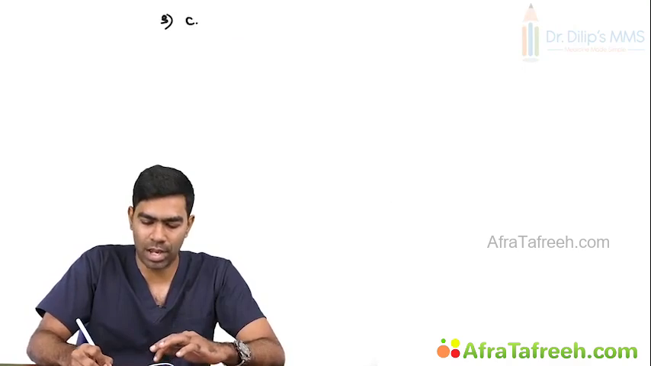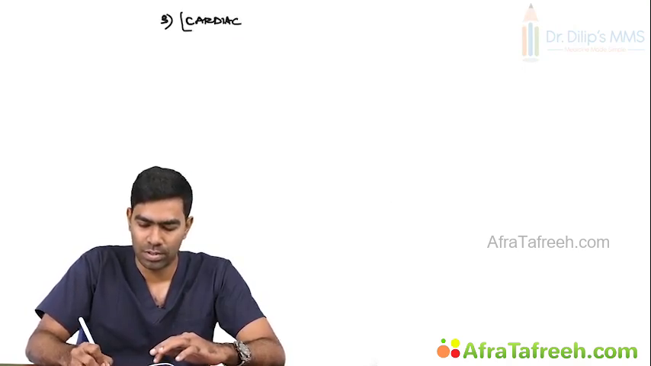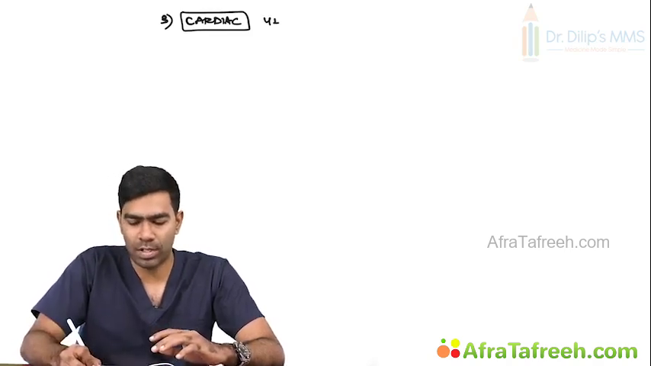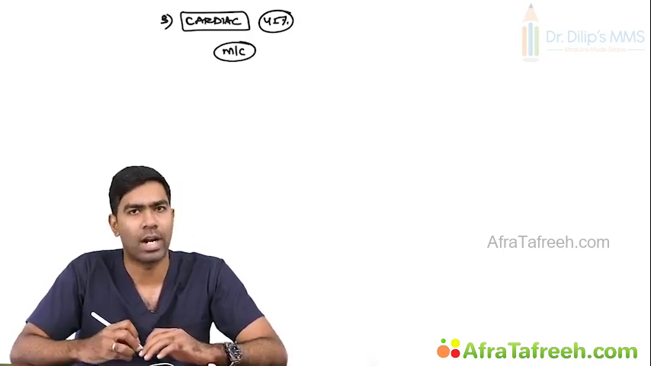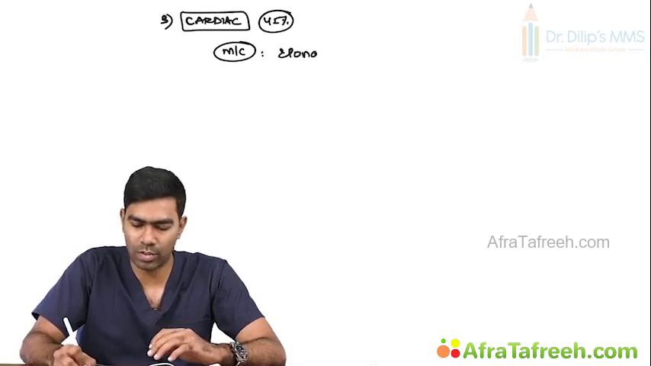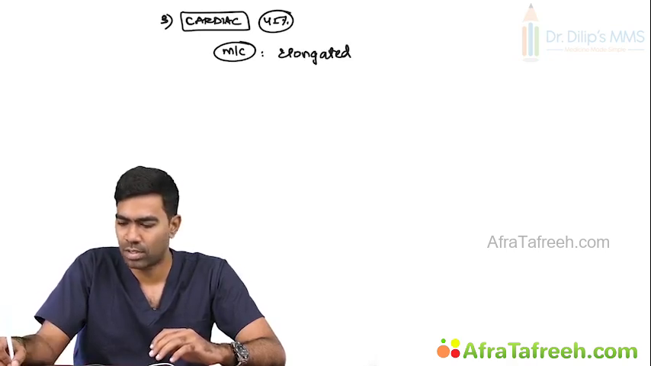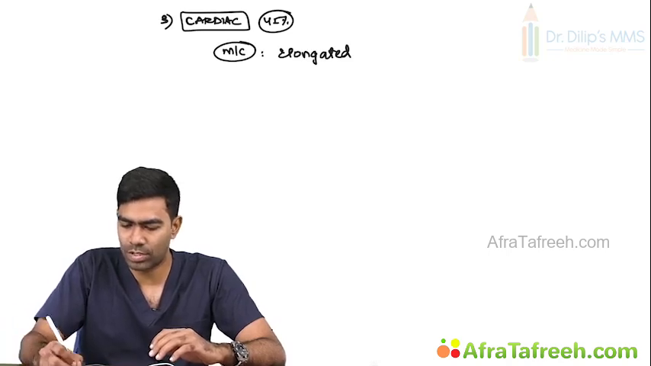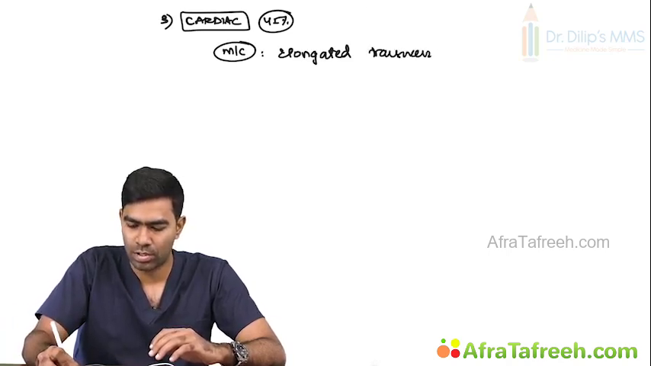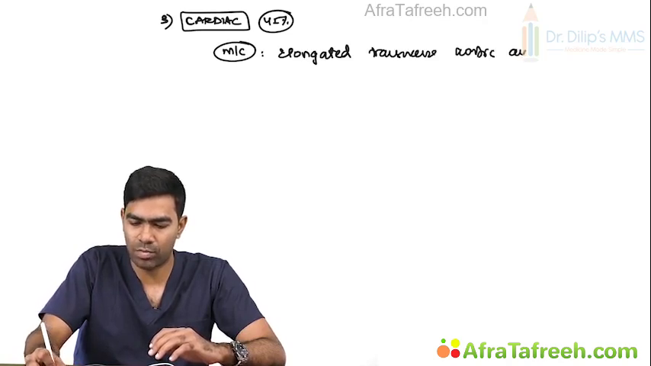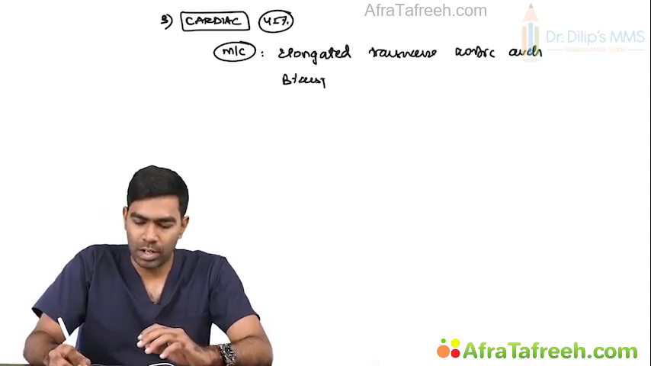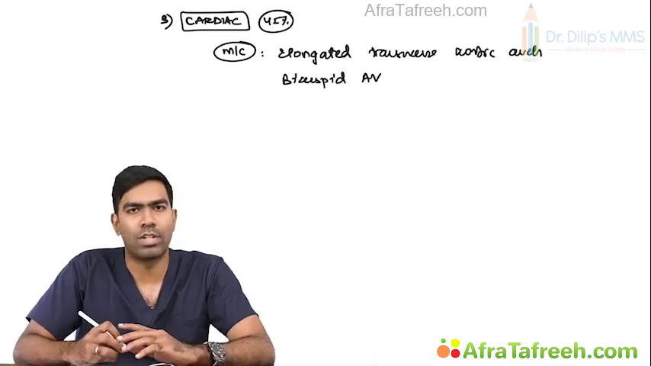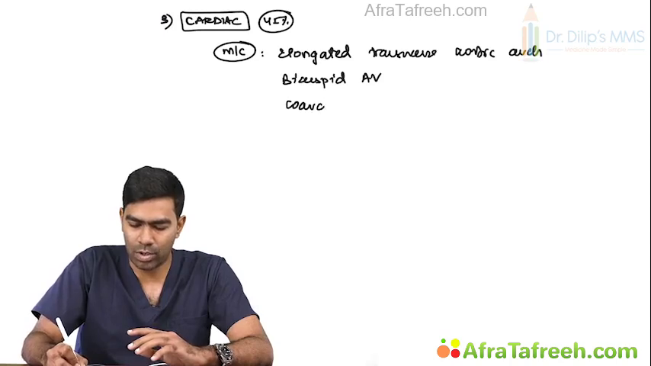And number 3, the ever important cardiac issues with Turner's, happens in approximately 45% of the individuals with Turner syndrome. And if they ask you the most common cardiac problem with Turner's, that is elongated transverse aortic arch, which happens in approximately 40 to 60% of the Turner syndrome individuals. Second most common is the bicuspid aortic valve, which can happen in 30 to 40% of the individuals. And third one is the coarctation of aorta.